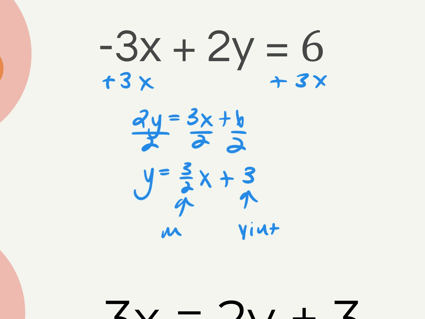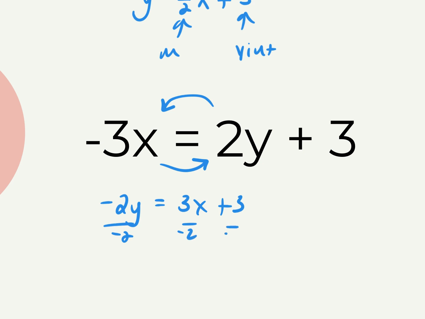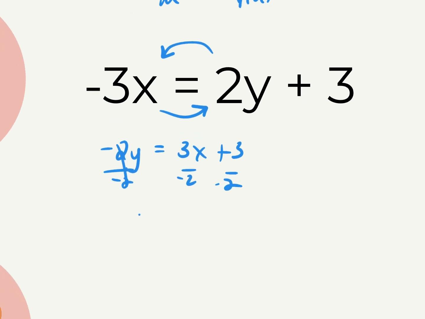This is a positive or a negative? Positive. Good. Sloping upwards. All right, what do I need to do here? I needed to say y equals mx plus b. So 2 goes this way, negative 3x goes this way. Okay, so rewrite it as negative 2y equals 3x plus 3. Divide both sides by negative 2. Perfect. So y equals negative 3 over 2x minus 3 over 2.